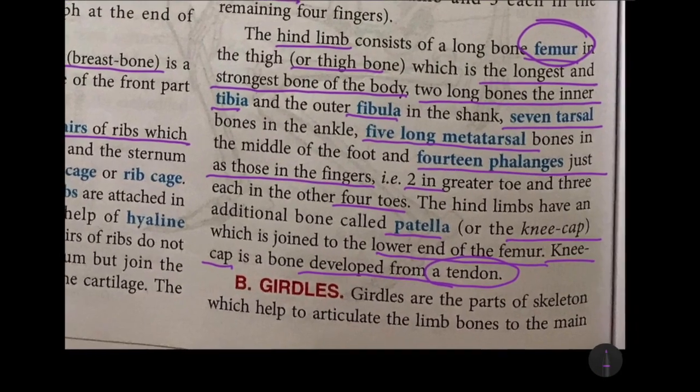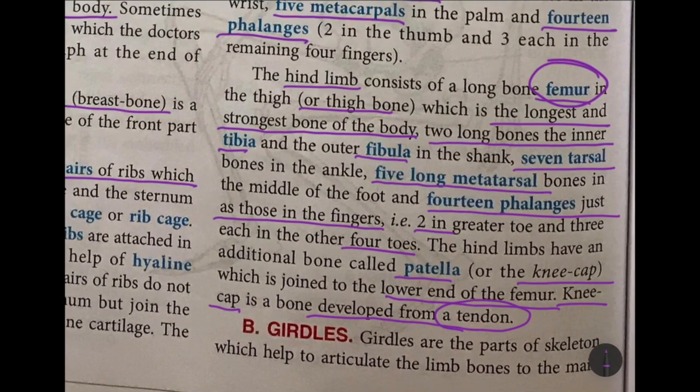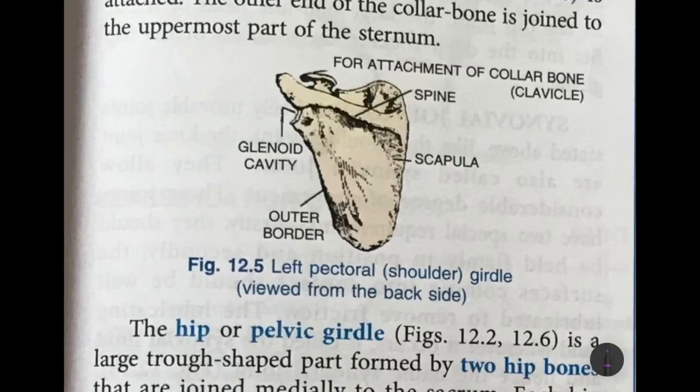Now next, moving on to the girdles. Girdles are the part of the skeleton which helps to join the limbs, that is the hands and the legs, to the main skeleton. You know the main skeleton is the body, the axial skeleton. Now there are 2 girdles. One is in the shoulder which connects the hands to the main body, and the other one is the hip girdle which connects the legs to the main body. The shoulder girdle is also known as the pectoral girdle.